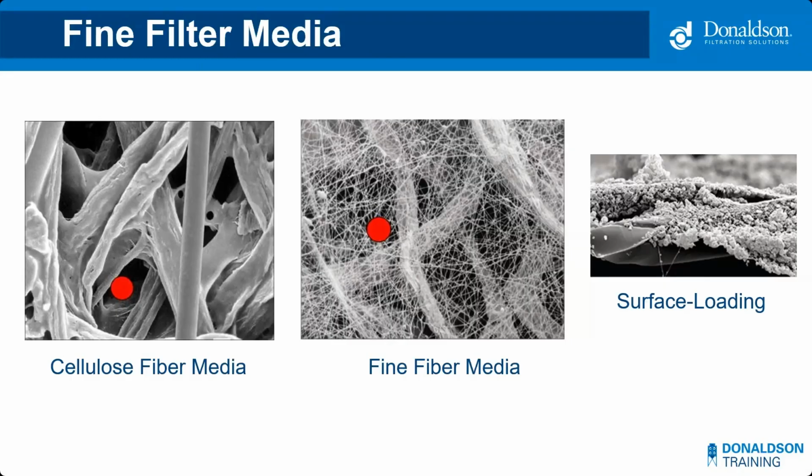So both larger and smaller particles can get deeper in the media, which is called depth loading, and it's not a good situation. Those filters will blind off and need to be changed out more frequently. But if you look at the fine fiber media, the dust cannot easily get beyond the surface of that fine fiber in the image in the middle. This allows for surface loading of the filter, which improves filtration, improves cleaning efficiency, and results in longer filter life.